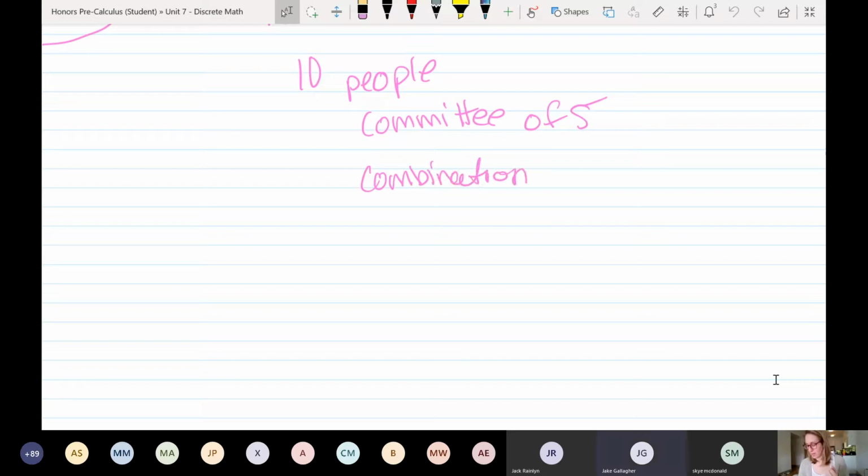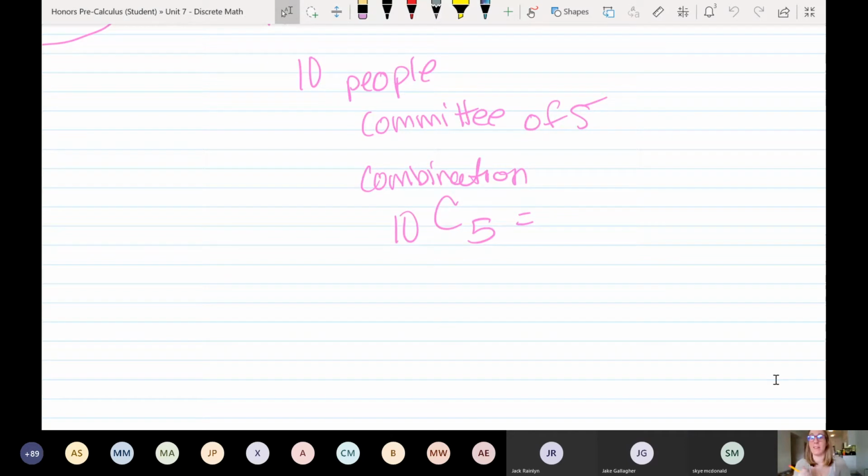So I would do 10 people, choosing 5 of them, and that's going to give me my answer. Now, if it was a permutation problem, it would say something like this: I have 10 people. I need to pick 5 to be the president, the vice president, the secretary, the treasurer, and the historian. Well, then it does matter because Joe being the president is different than Joe being the treasurer.